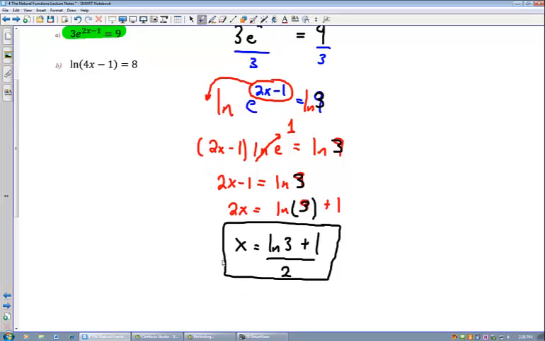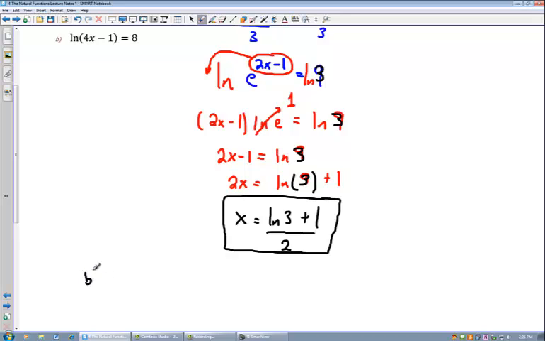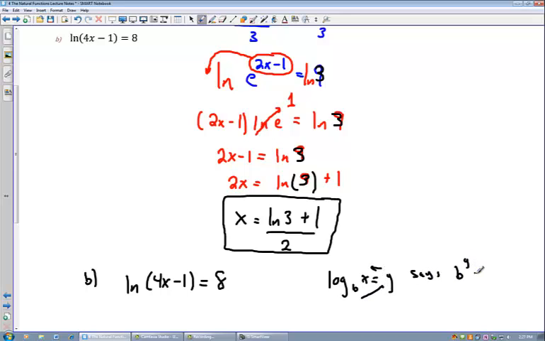On part B, let's copy this one down. So part B, I have ln of 4x minus 1 equals 8. Typically students get stuck on this one because they forget what the log says. So remember, if you want, you can write it like this: log base b of x equal to y says b to the y equals x. On here, it's not written, but it's implied there's a little e here. So e to this is equal to that. And once you get there, you guys can solve this.